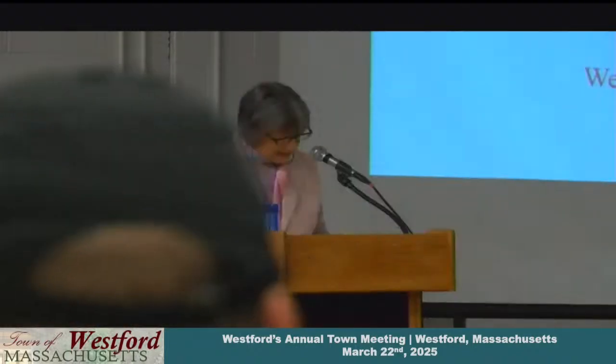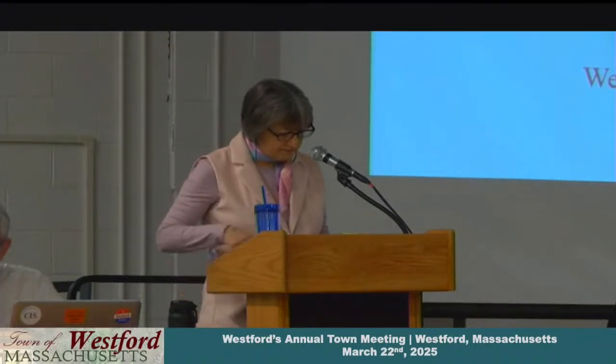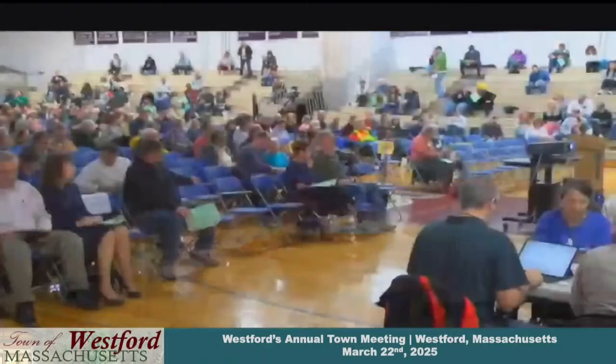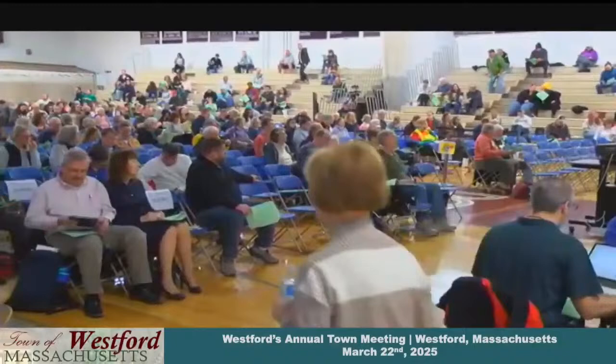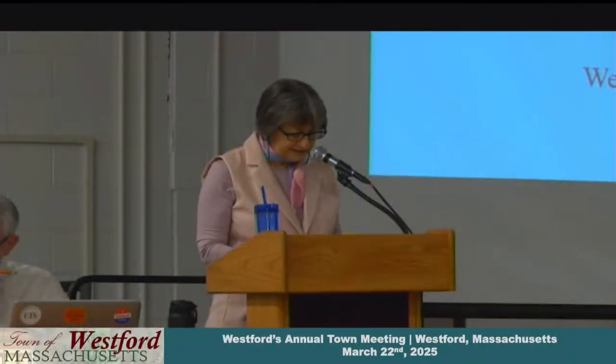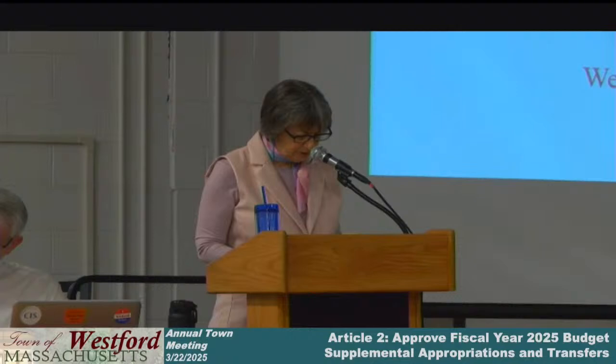I'll now read through the list of the 12 proposed consent agenda articles. Again, please say hold to any item for which you would like further discussion. Everybody clear on that? Okay, under Article 1, I have a motion to accept town reports. Under Article 2, I have a motion for supplemental budget appropriations and transfers to balance the fiscal 2025 budget.